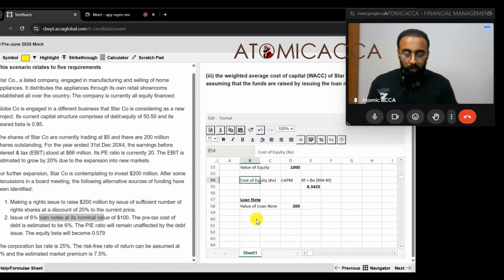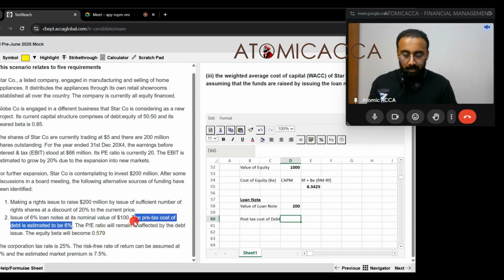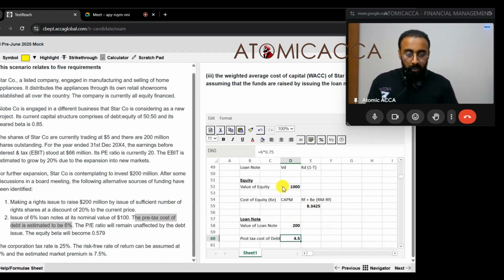Then we need the cost of debt. We need post tax cost of debt. That will be equal to what is given over here. They are issuing 6% loan note, and the pre-tax cost of debt is 6%. So that's given over here, pre-tax rate. So if I want to take post-tax rate, I have to minus out the 25%. That is 1 minus 25. That will be equal to 6 percentage multiplied by 1 minus 25, means 75 percentage. That is equal to 4.5 percentage. So we have value of equity, cost of equity. We have value of debt, cost of debt.